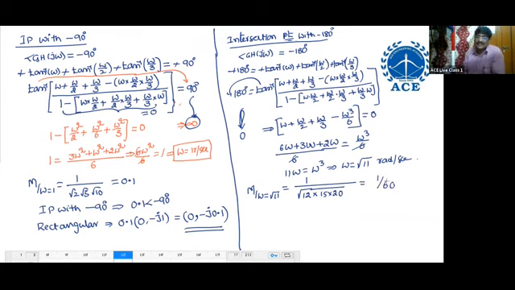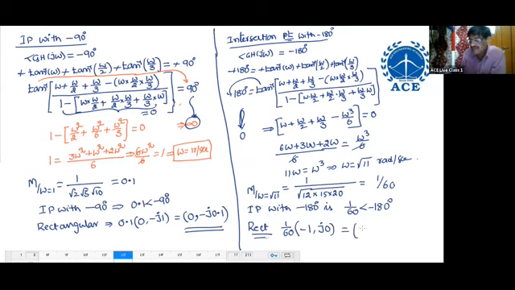So that means the intersection point with minus 180 is 1 by 60 with angle of minus 180. In rectangular form, 1 by 60, cos minus 180 is minus 1, sin minus 180 is 0. That means the answer is minus 1 by 60 comma j0. Minus 1 by 60 comma j0.